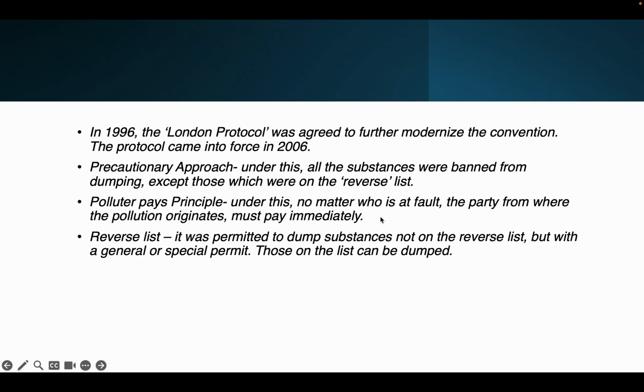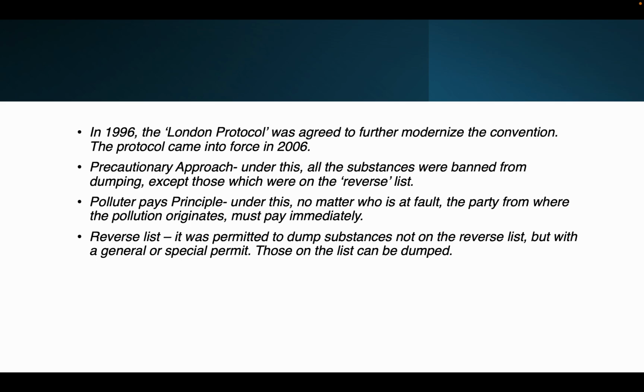The third feature is the reverse list. It was permitted to dump substances on the reverse list. The reverse list is basically a list they made, in which items were mentioned which can be dumped into the sea. Items which are not mentioned in the reverse list can be dumped, but you have to obtain a general or a special permit. That is the same as what was there in the main convention. So these are the three main features of this protocol.